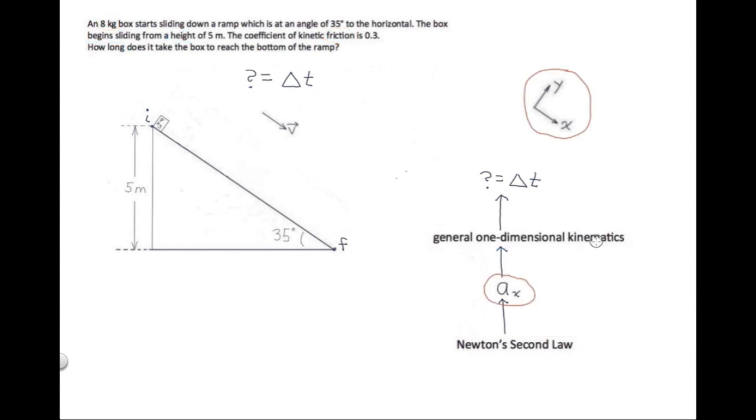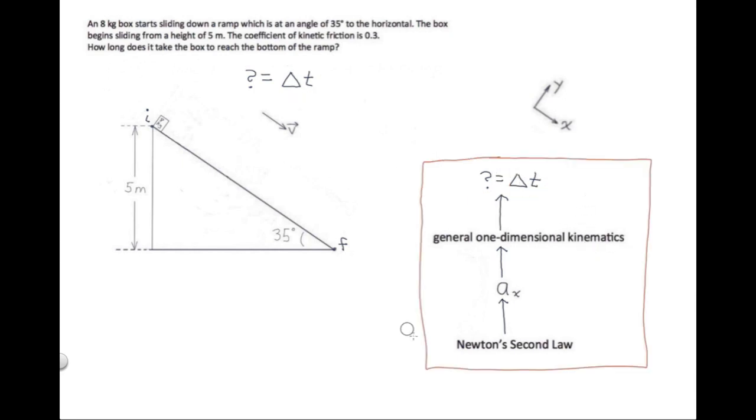The connecting link between kinematics and Newton's second law is acceleration. If we choose these axes, then the box will be moving in the x component. So we expect to apply kinematics to the x component, so the connecting link will be a sub x. The problem is asking us for time elapsed, which is a kinematics variable. So our plan for this problem is to use Newton's second law to determine a sub x. Then we substitute our result for a sub x into the general one-dimensional kinematics framework. Then we use kinematics to determine delta t.